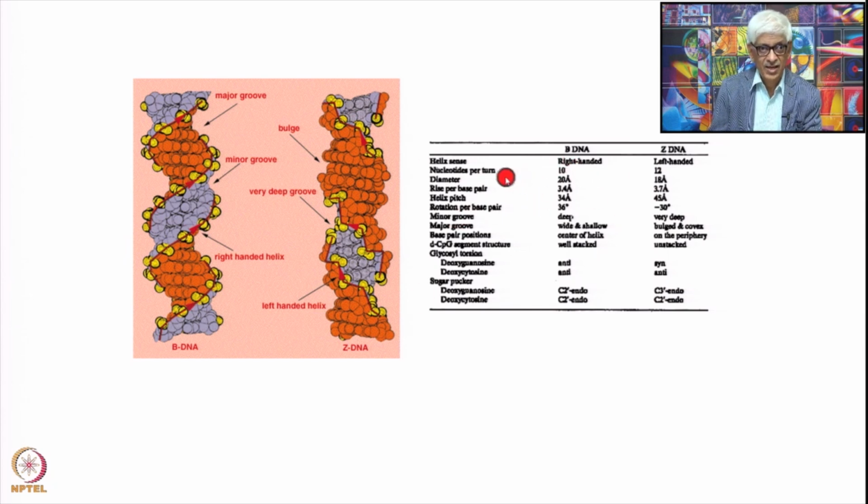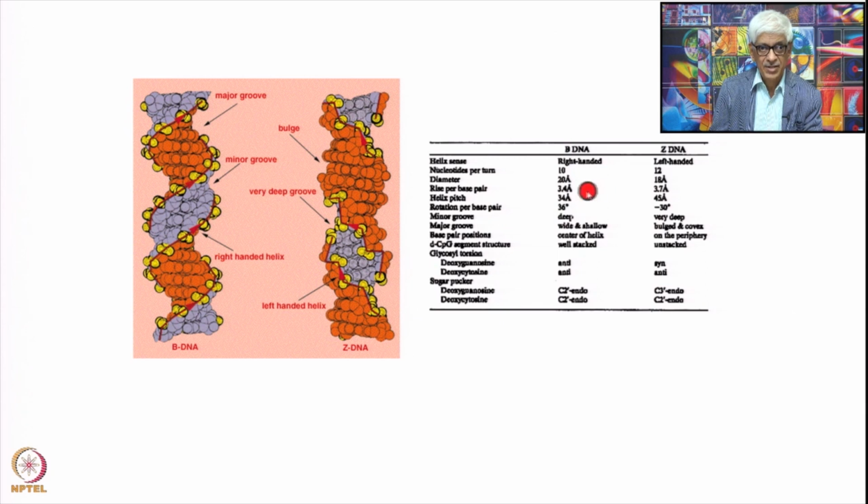Firstly, B-DNA is right handed versus a left handed DNA here. Then the number of nucleotides per turn: when the cycle repeats itself, how many base pairs are there? The B-DNA has 10 base pairs, and therefore 3.4 angstroms into 10 gives 34 angstroms rise per turn, as indicated next. Whereas the Z-DNA has 12 base pairs per turn, and the diameter of the entire helix is 20 angstroms here and 18 angstroms, somewhat less, there.